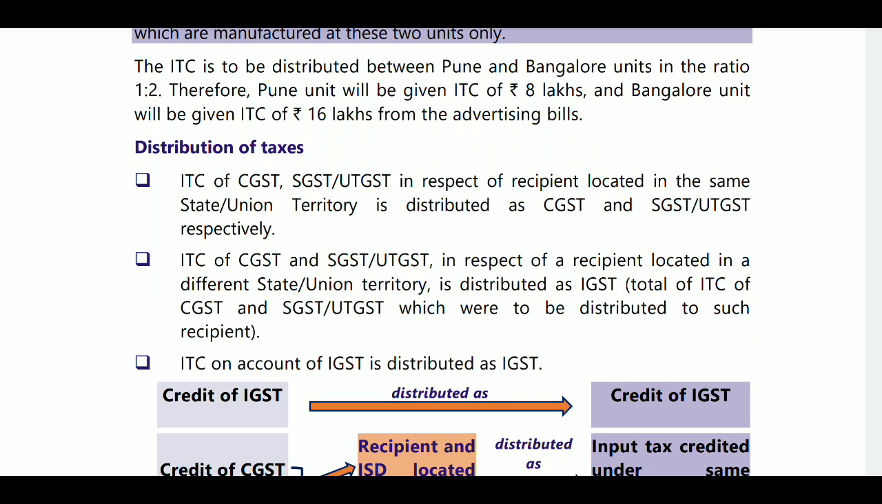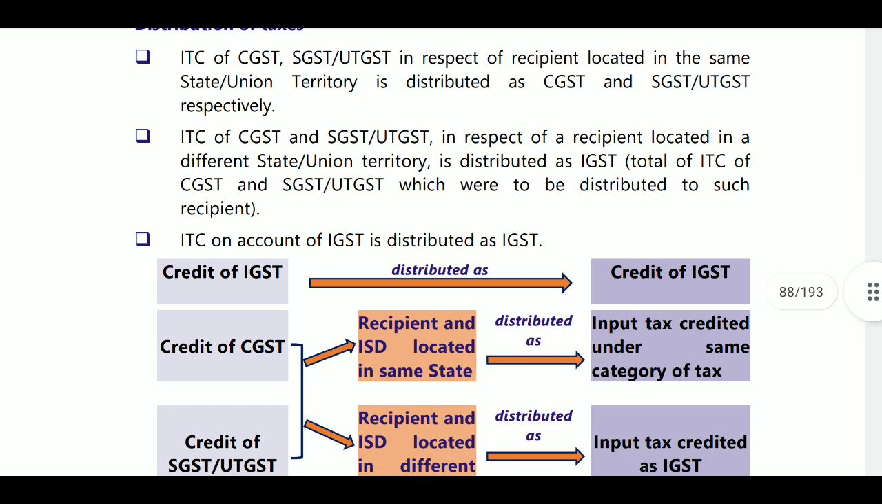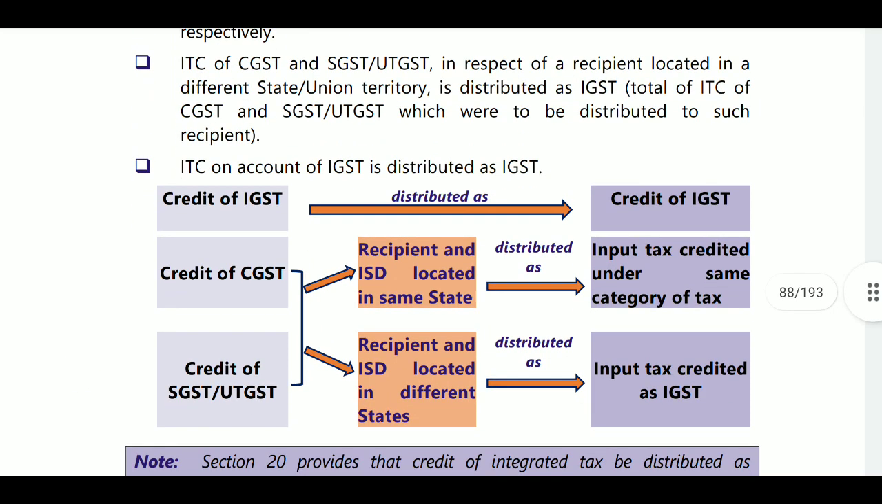And ITC of CGST, SGST, UTGST in respect of a recipient located in a different state or union territory is distributed as IGST, that is, the total ITC of CGST, SGST, UTGST which is distributed to such a recipient. Next, ITC on account of IGST is distributed as IGST. So whichever tax is there, it is distributed as that tax only.